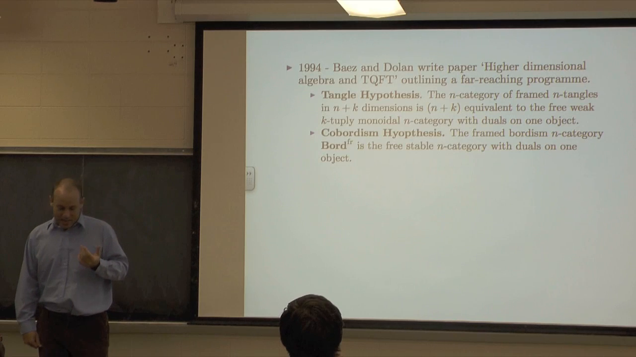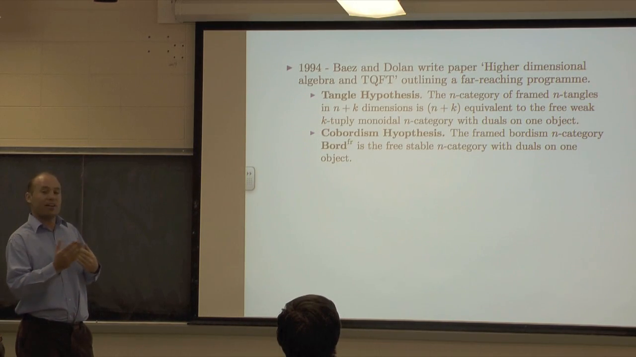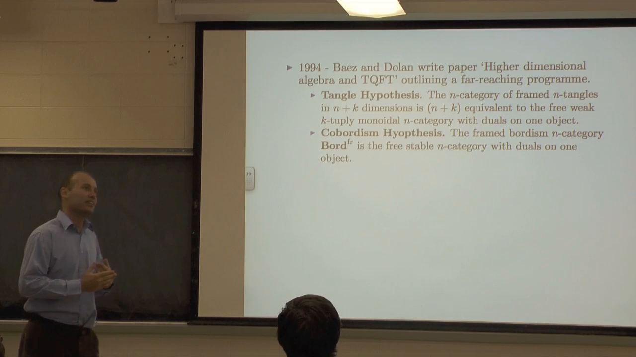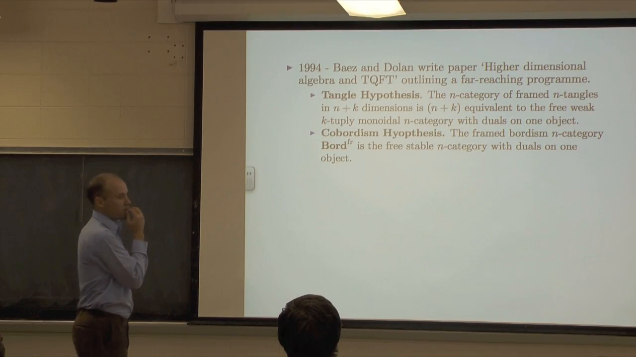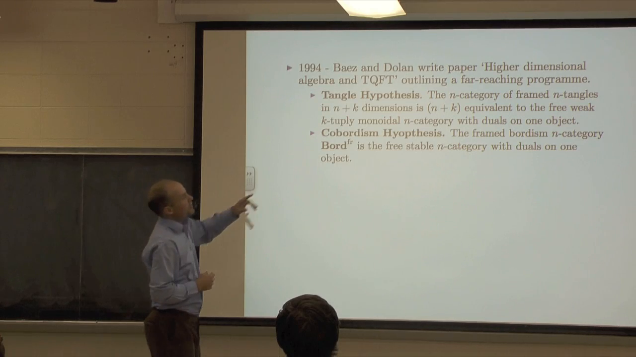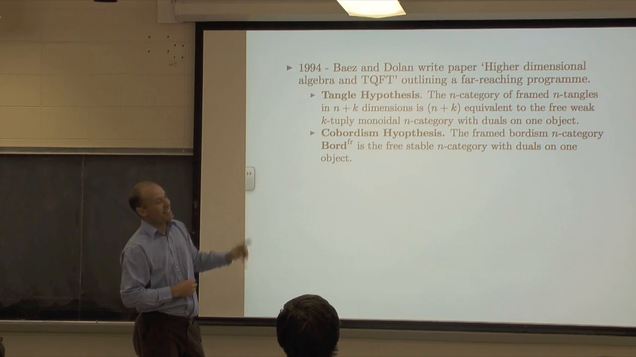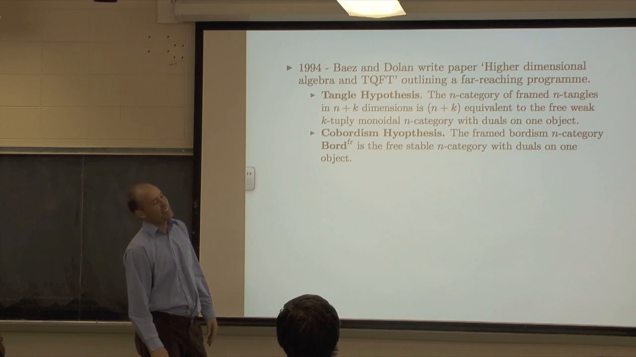Okay, now you might ask, what happens if I take k to infinity? So k is the codimension in which these tangles are living. Why is it a hypothesis instead of a conjecture? Because there's so much stuff that you have to make sense of here. I see. That's the problem on the categorical side.